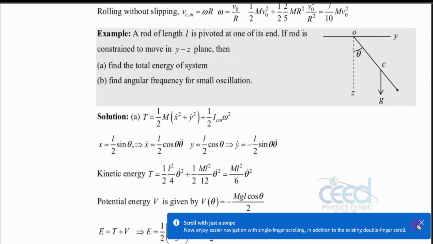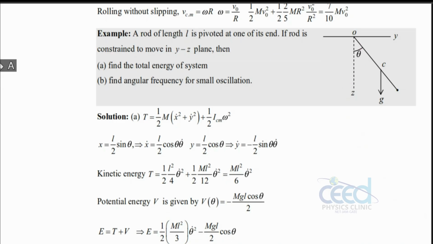If we choose the XY plane, see here, this rod initially points in this direction. Now it is simply rotating by an angle theta about this end. Think about the location of the center of mass of this rod: it is translating from this point to this point. At the same time, this rod is rotating by an angle theta. So we can represent the total kinetic energy as the sum of translational kinetic energy plus rotational kinetic energy.